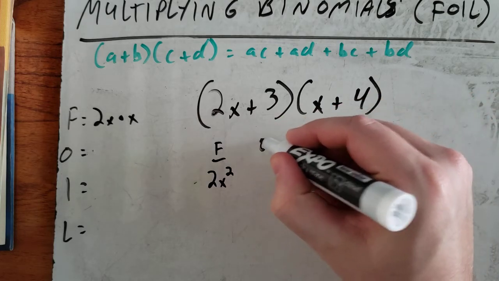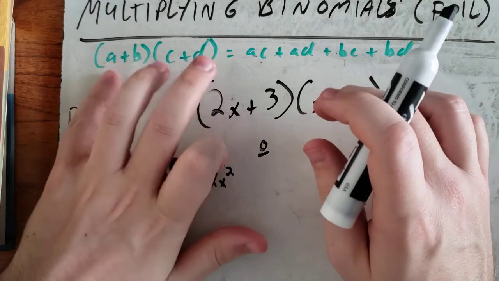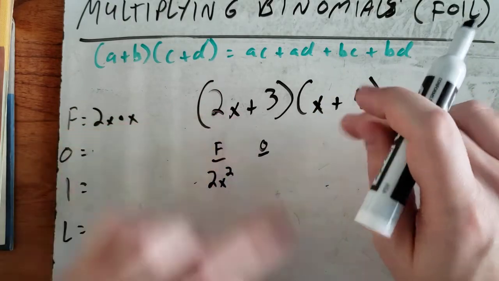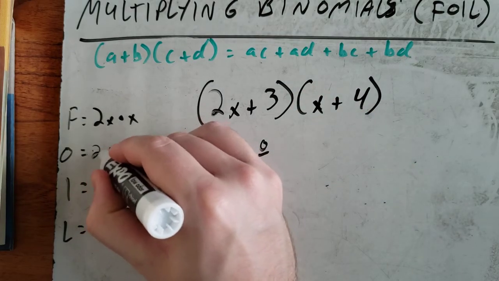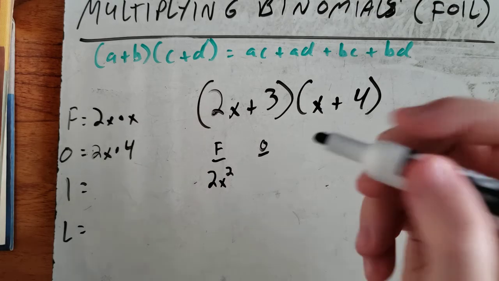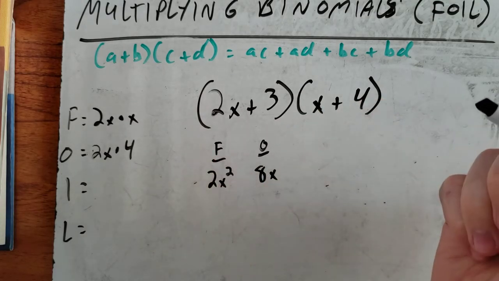Our O, our outer, okay? We have our A and our D terms, our outer ones. So our first term here, 2x, and our last term here, 4. So we're doing 2x times 4. And when we do that, 2x times 4, we get 8x.